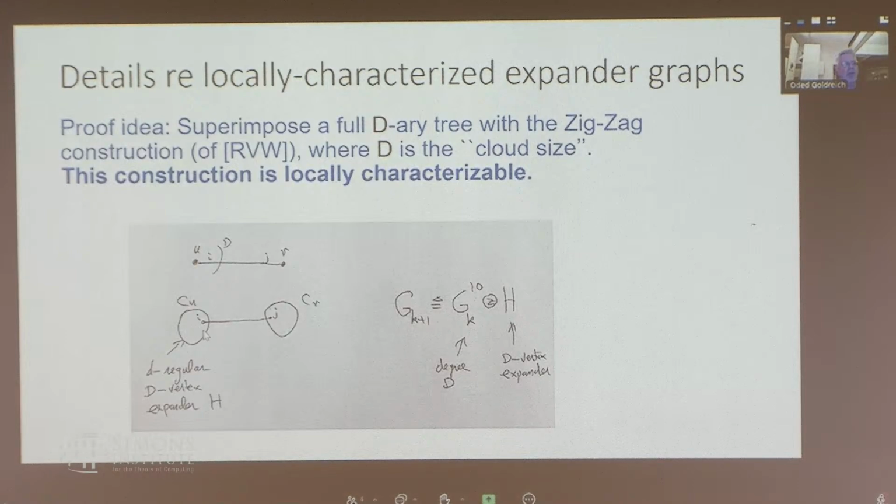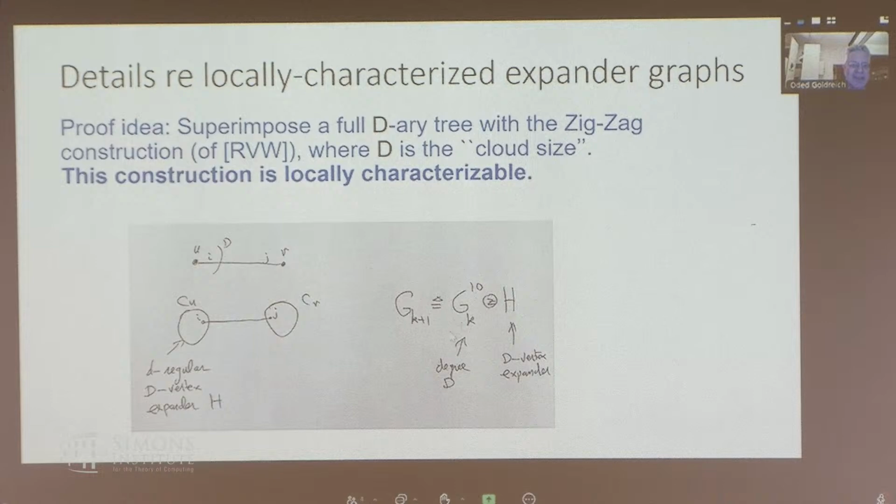And the single edge will go from the ith vertex of one cloud to the jth vertex of the other cloud, if the edge going from U to V was using the ith port in U and the jth port in V. So basically, that's a natural construction. This is, for simplicity, the zigzag product. The original graph is on top, and the resulting graph, which is D times bigger, is on the bottom.